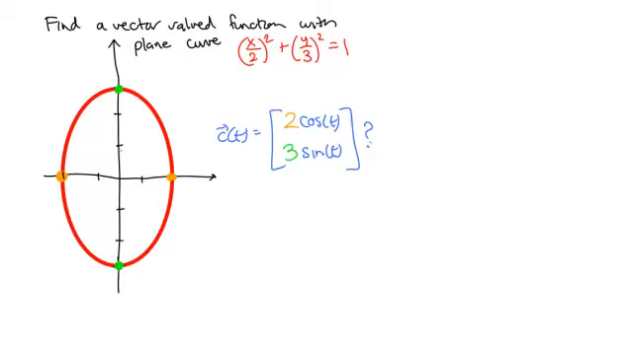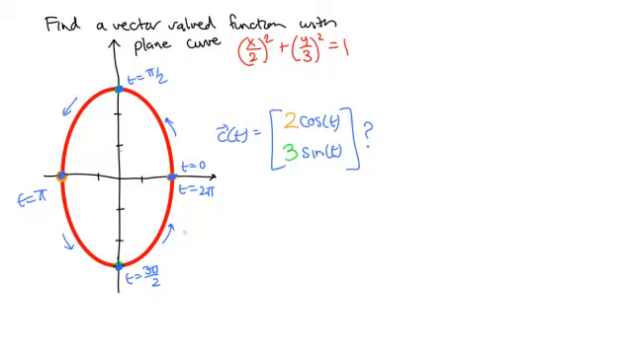Well, one of the things we could do is try plotting a couple of points. At time equals 0, we're going to get 2 cosine 0, 3 sine of 0, which is this point right here. At time equals pi over 2, we're going to get this value up top. At time equals pi, we'll hit this value. At time equals 3 pi over 2, we'll hit this value. And then at time equals 2 pi, we'll cycle all over again. So at least through these 4 points, we're going to cycle over and over and over.